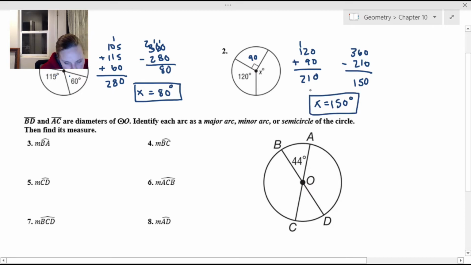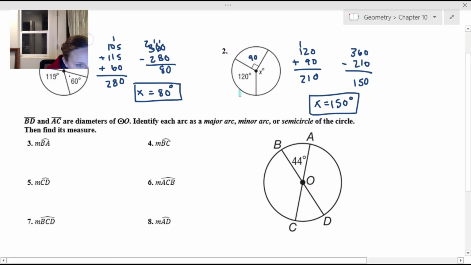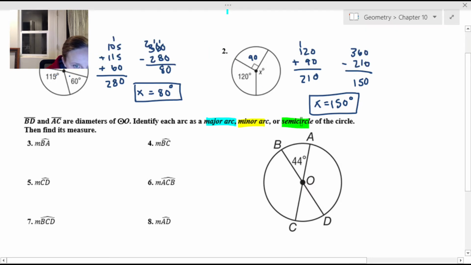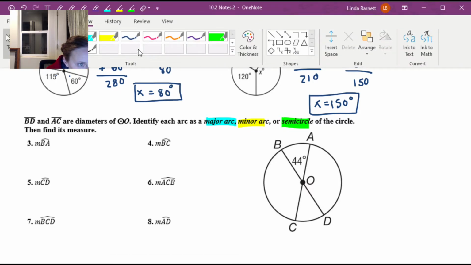Okay, last thing we're going to do is find the measure of, so we're using this circle for all of these. We're going to label them as a major arc or a minor arc or a semicircle, and then find its measure. So first of all, let's find the measure of BA.